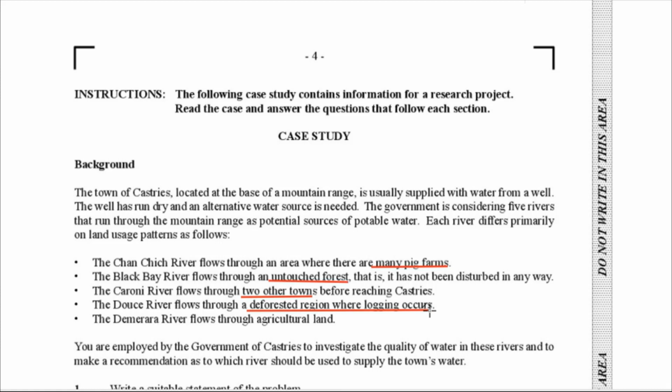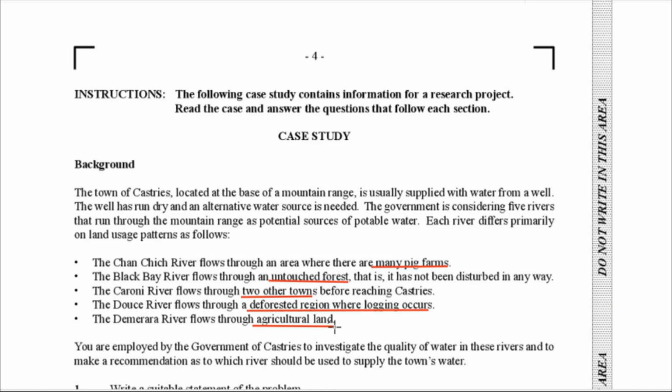And then the final river, the Demerara River, flows through agricultural land. So agricultural land, so you're thinking farming. So maybe a farmer is growing crops, using a lot of fertilizers and pesticides and all of that. So these are things that you take into consideration as you approach the case study, and then this would allow you to answer the questions.